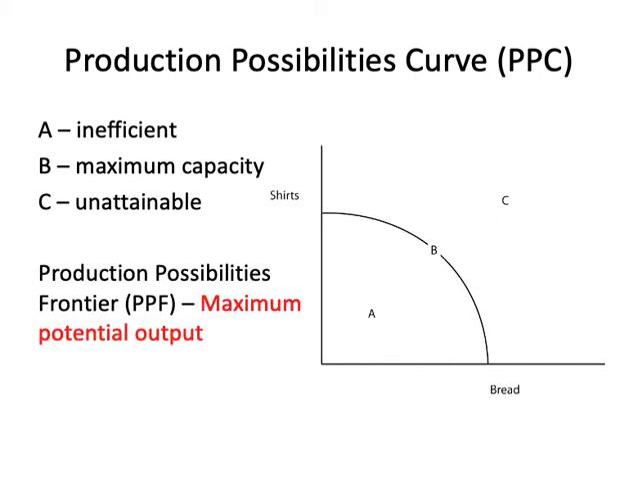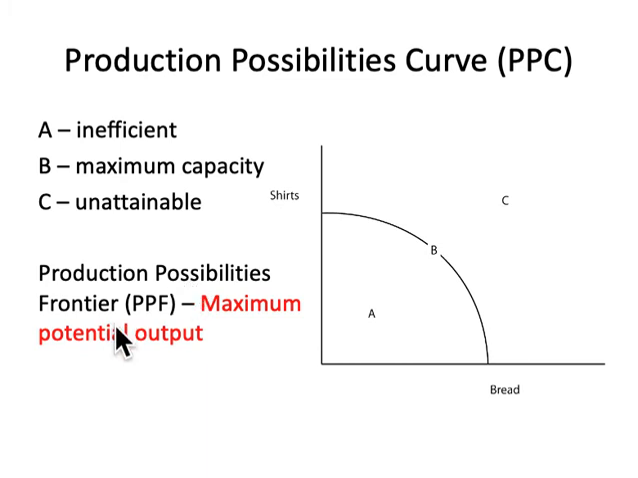So I kept on talking about B being on this maximum capacity line. So if you look at the PPC, I tend to think of this as the entire graph. The production possibilities curve is the entire visual of the entire thing. A, B, and C are all visually incorporated into this graph. Okay?